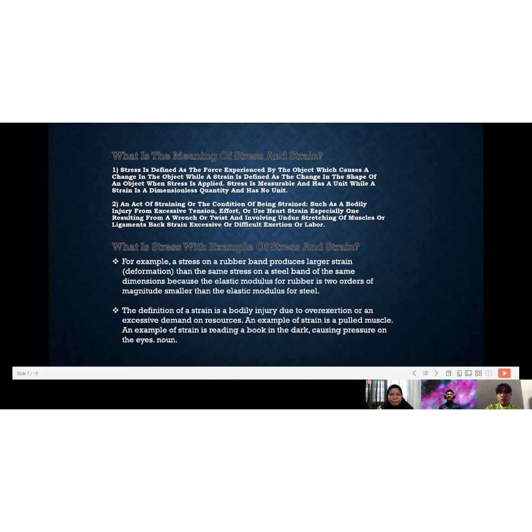Number 2, an act of straining or the condition of being strained, such as a bodily injury from excessive tension, effort, or use. Hard strain, especially one resulting from a wrench or twist and involving undue stretching of a muscle or ligament, such as back strain, excessive or difficult exertion of labor.